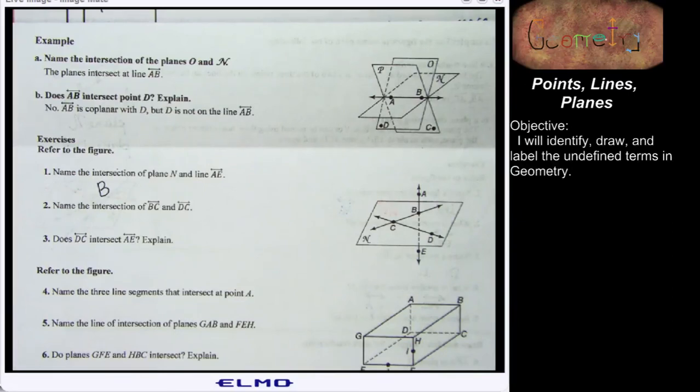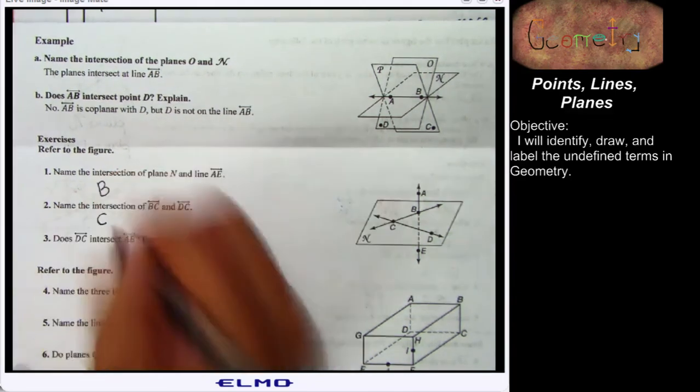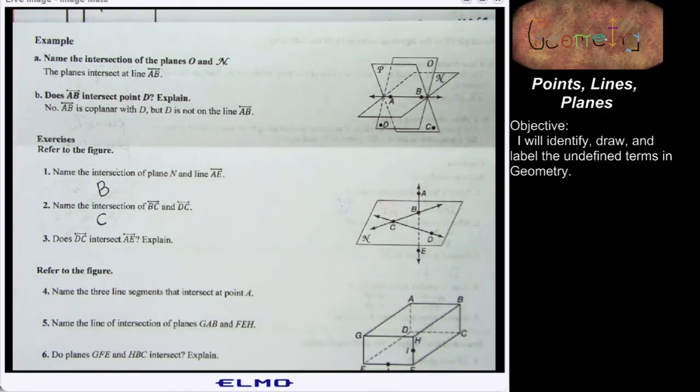Number two, name the intersection of line BC and line DC. Find line BC. Find line DC. It's C. That's where those two streets come together. Number three. Does line DC intersect line AE?